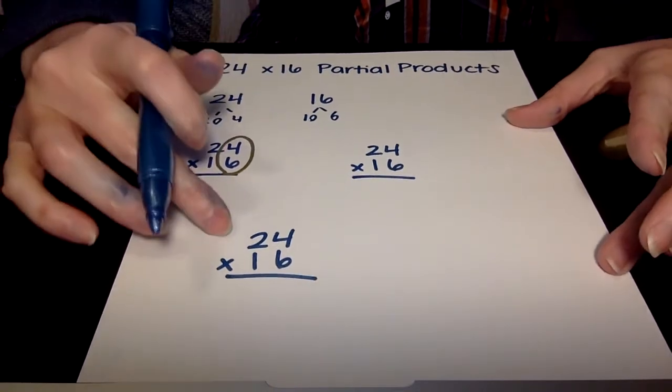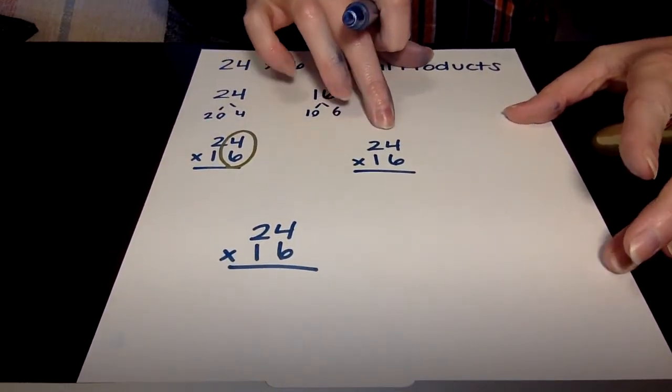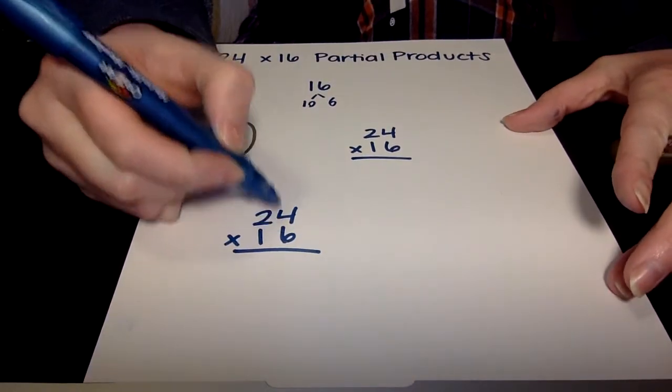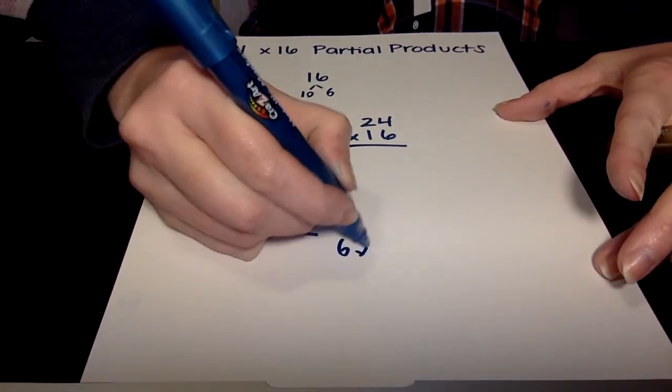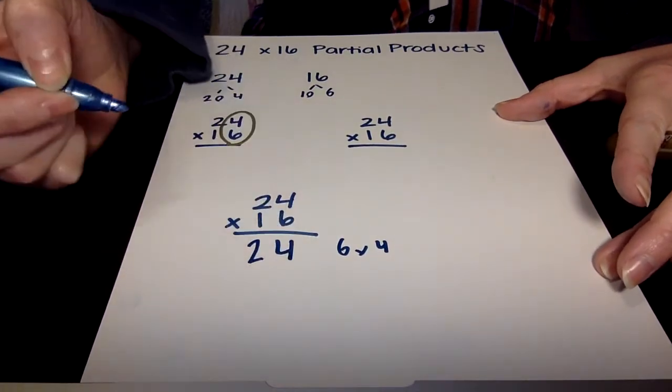So this is the one I'm actually going to solve. Again, this is for reference. This will also be for reference. So we'll start with 6 times 4, and I'm going to write that out to the side. And that's going to give me a product of 24. So I'll go ahead and write that one in.